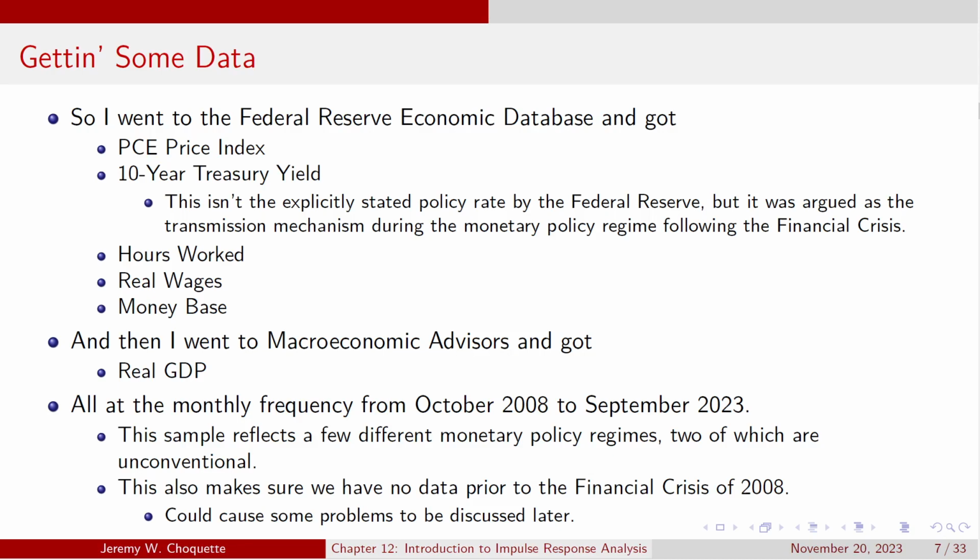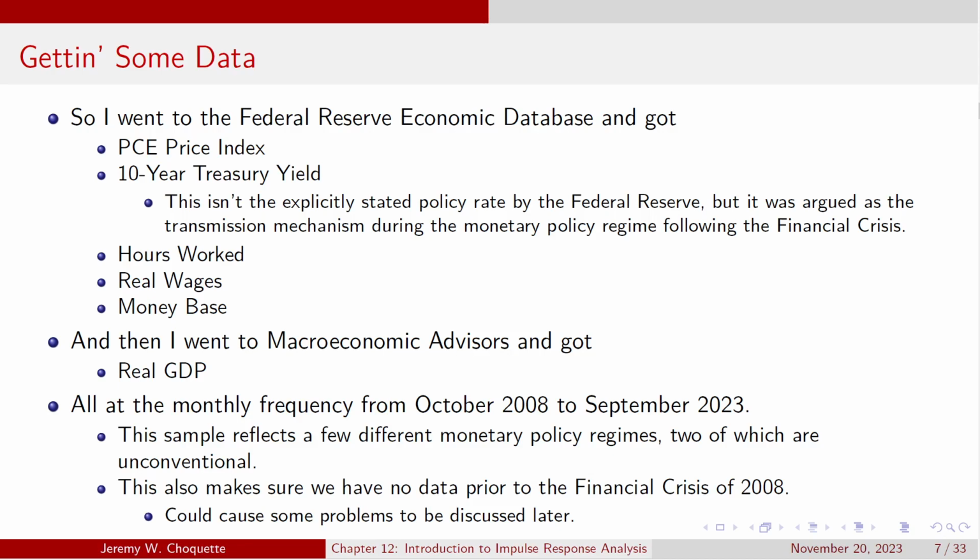Now, the sample reflects a couple of different monetary policy regimes, two of which are unconventional. The reason I started in October of 2008 is to make sure that we don't have any data prior to the financial crisis of '08, because that can cause some problems that we'll probably be talking about a little bit later. But it's really just that the monetary policy regimes are different. The policy tool was different, and the policy rate was different.